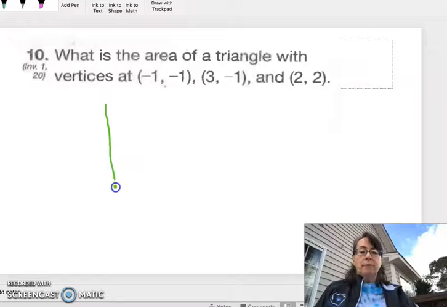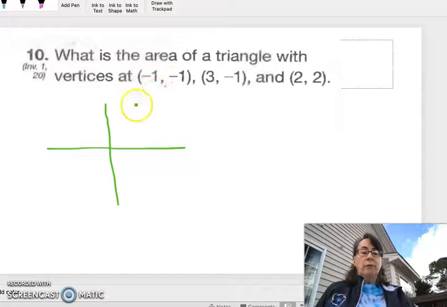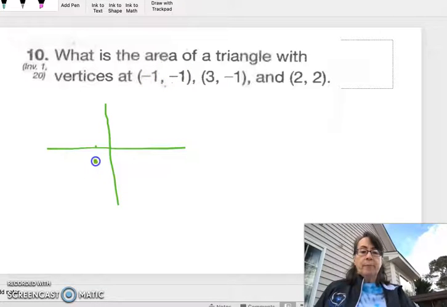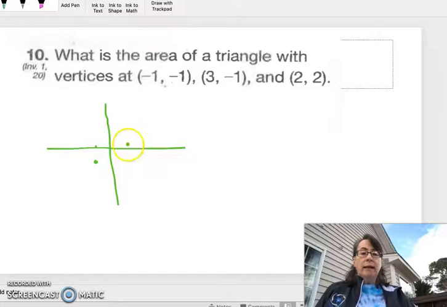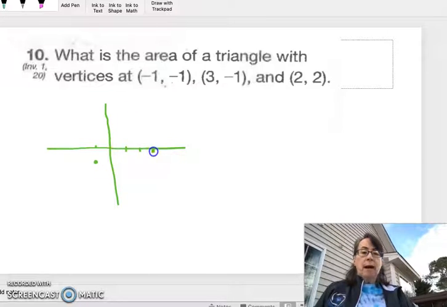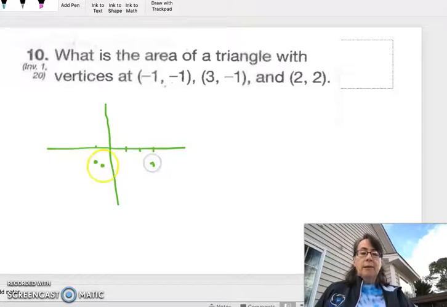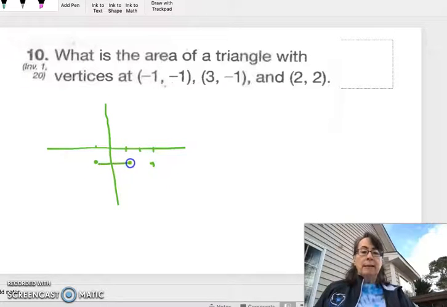Well, it's always helpful. Oh, that's not a very straight line. But it's helpful to graph. So -1, -1 would be 1 step to the left and 1 step down. And then 3, -1 would be 1, 2, 3 steps to the right and 1 step down. Now notice that both of these points are 1 step down, and from -1 to 3 is 4 steps across.